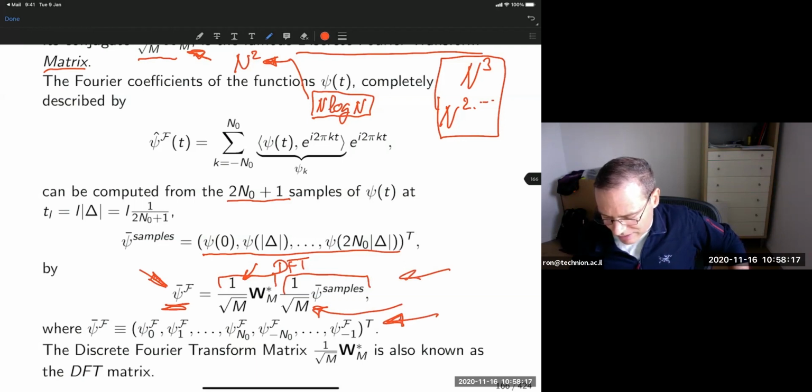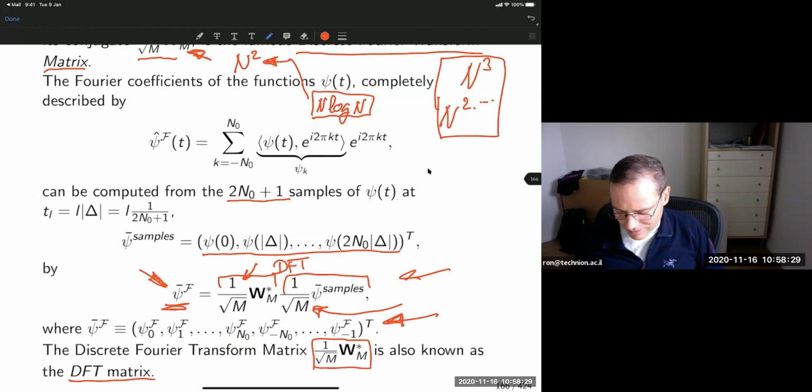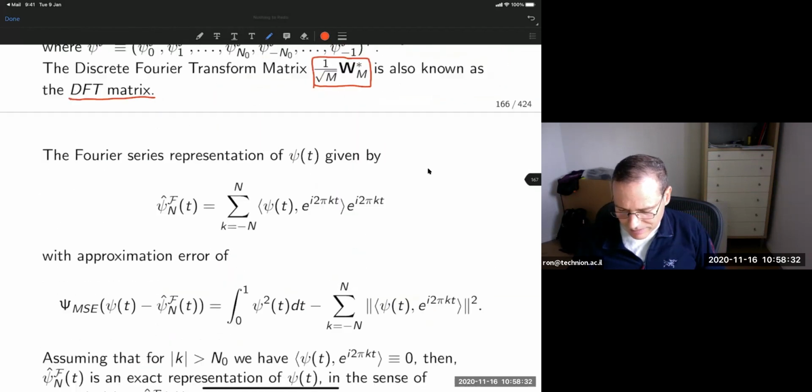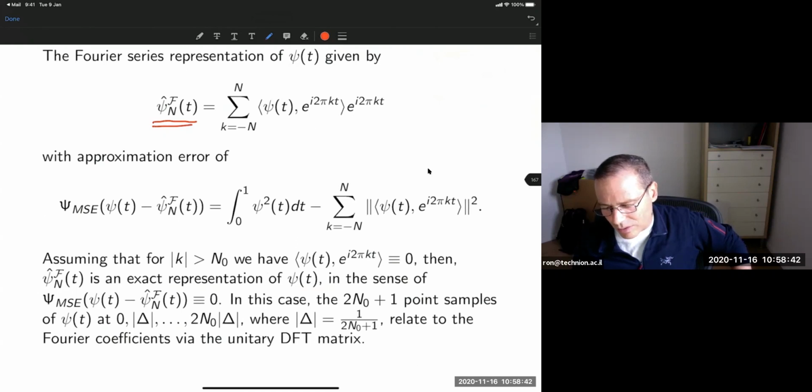The discrete Fourier transform. Again, this unitary matrix is known as the DFT matrix, and now you can see everything that I'm drawing here. Okay, what do we do with that? Now, remember, in order to extract back the function from its Fourier coefficients, what we had to do is multiply my coefficients, so these were my phi f coefficients, by the actual functions.